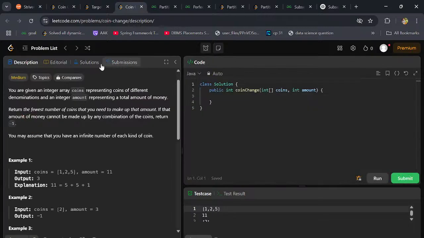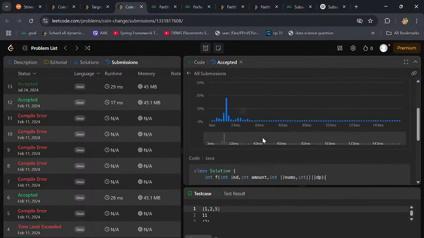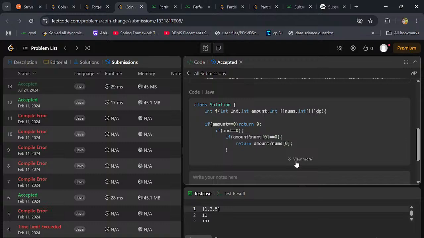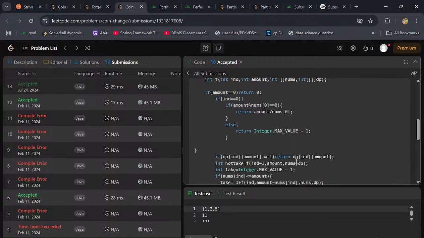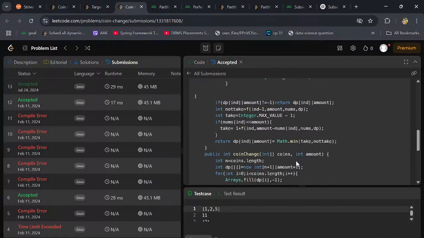Here what I did, submission, let me check it. You don't need this, in that case also 1 plus, yeah. A math.min of take comma not take, that's it.